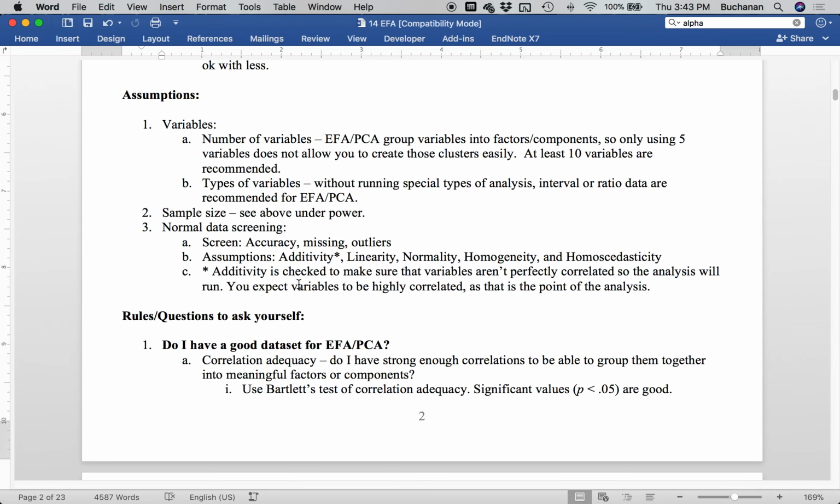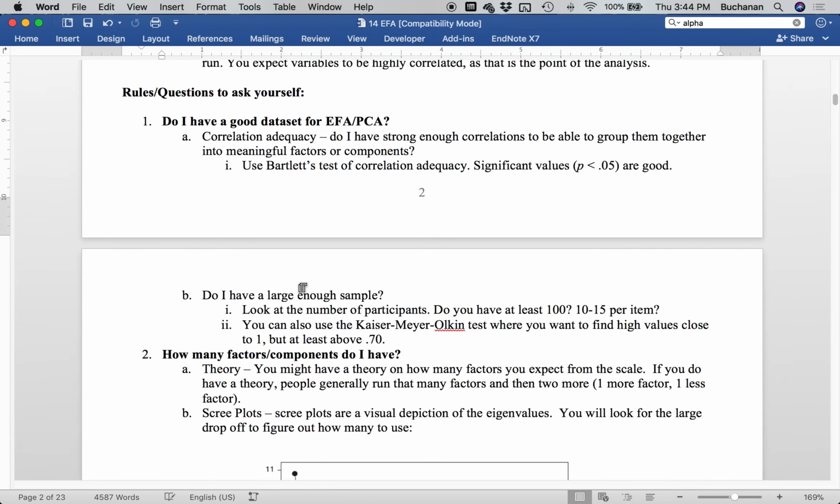Now, some things happen at the start of EFA, after data screening, before the EFA part. You have to ask yourself, do I have a good data set for this? There are ways to test for correlation adequacy. Are the correlations big enough to even do EFA? There's Bartlett's test of correlation adequacy, and significant values are considered good. However, this test is sensitive to sample size, so it pretty much is always significant. I don't think I've ever seen it where it's not, but it might be a good low-pass filter to determine if this will even run. I mean, it'll run, but it may not work if your correlations are very low.